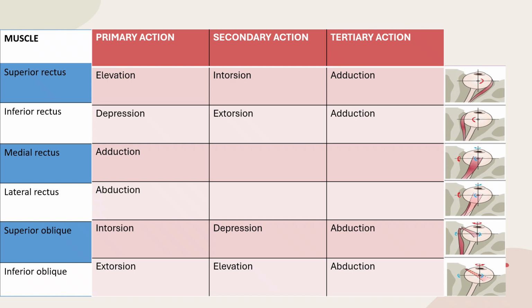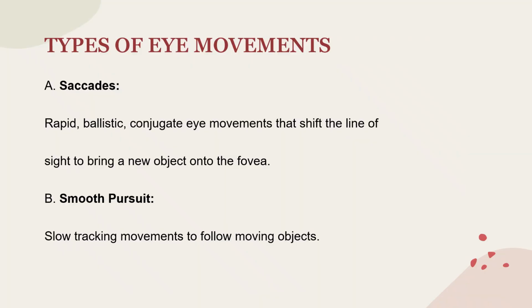If we talk about superior oblique and inferior oblique, their primary actions are intorsion and extorsion, while secondary actions are depression and elevation, and tertiary action is abduction. Obliques have tertiary actions of abduction.